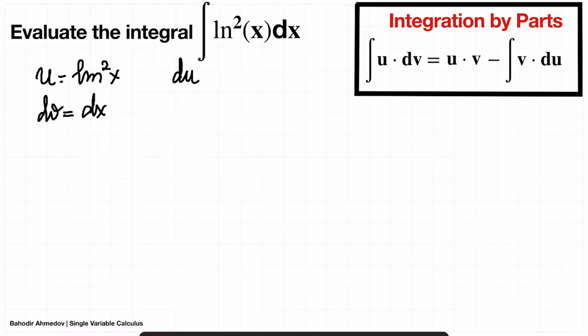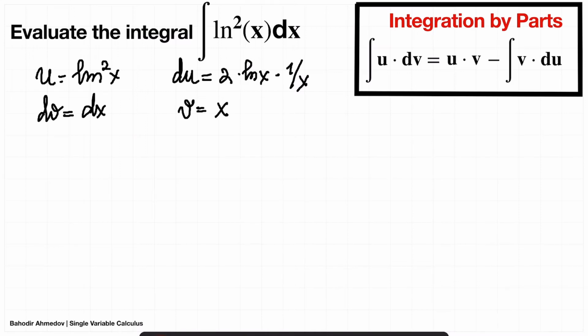Then du is going to be the derivative of the ln square of x, and I need to use the chain rule, so it is going to be 2 times the ln of x. I need to look at this as a power function, right? So as x squared, and then multiply additionally by the derivative of the ln of x, which is 1 over x. dv is equal to dx, so v is going to be the integration of dx, which is simply x.